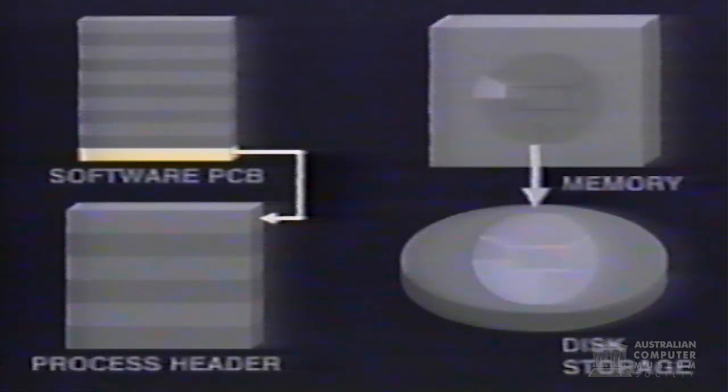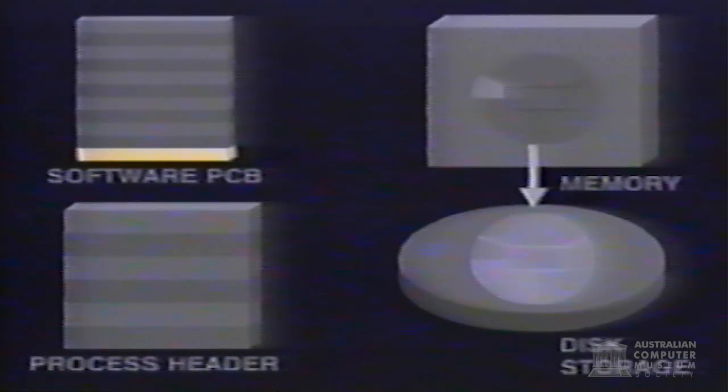The address of the process header found in the software PCB is the link between the two data structures associated with the software context of a process. The address is kept in the software PCB because VMS must be able to quickly locate the process header in order to swap the process back in.